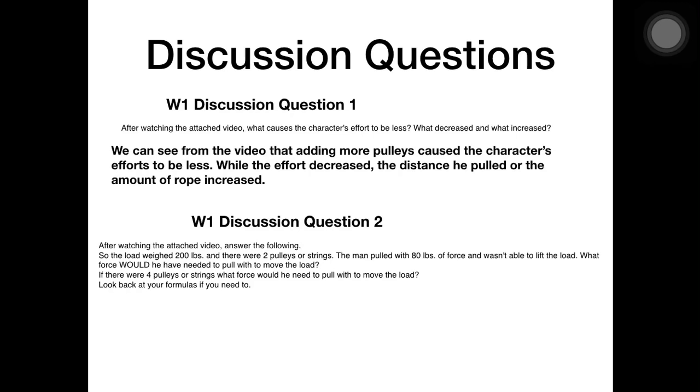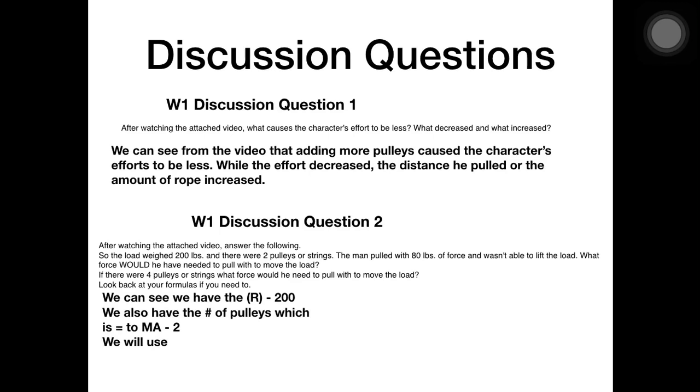So the load weighed 200 pounds and there were 2 pulleys or strings. The man pulled with 80 pounds of force and wasn't able to lift the load. What force would he have needed to pull with to move the load? Also, if there were 4 pulleys or strings, what force would he need to pull with to move the load? Look back at your formulas if you need to.